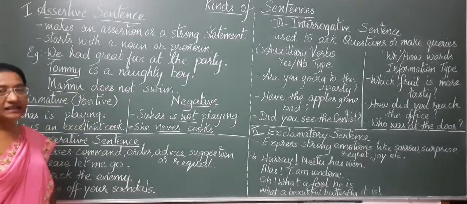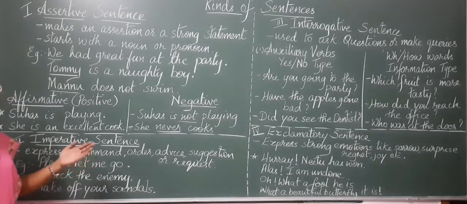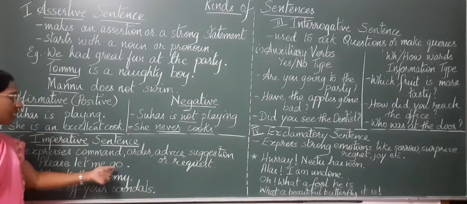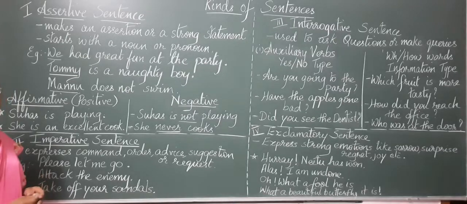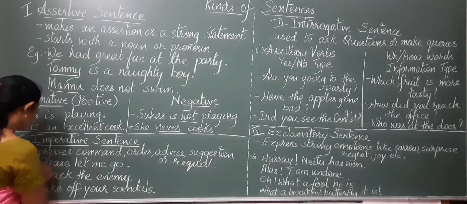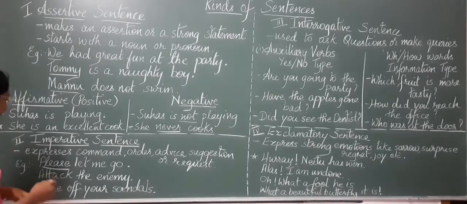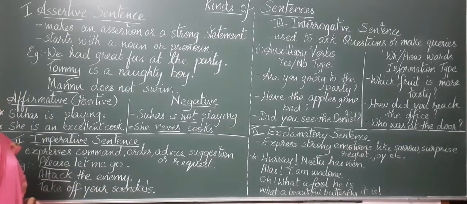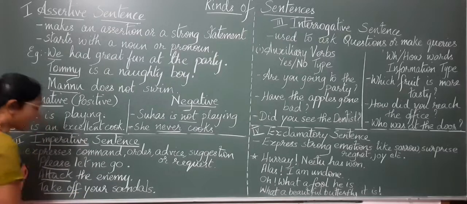The next kind of sentence is the imperative sentence. An imperative sentence expresses a command, order, advice, suggestion or a request. Example, please let me go. Imperative sentences begin with a main verb, a main action verb. Well, please tells about a request. Attack the enemy. Attack is a main verb. So here it begins with the main verb. Take off your sandals. Take off again is a main verb or an action word. So every imperative sentence begins with the action word.